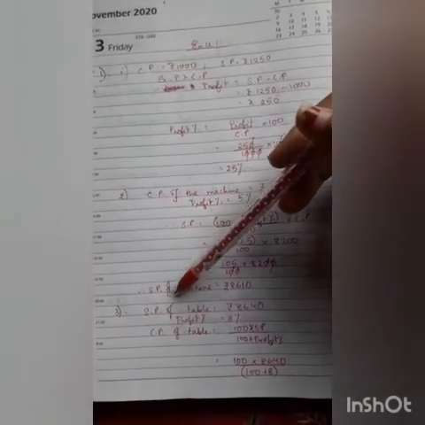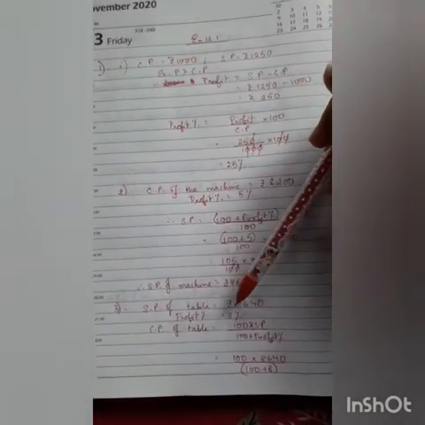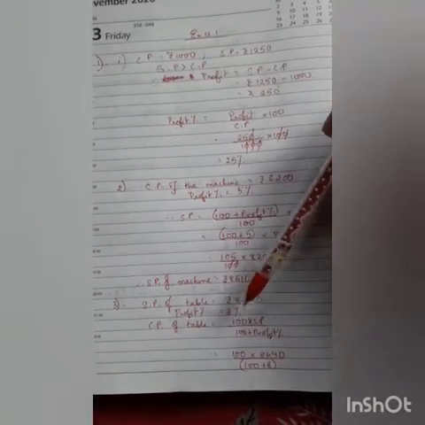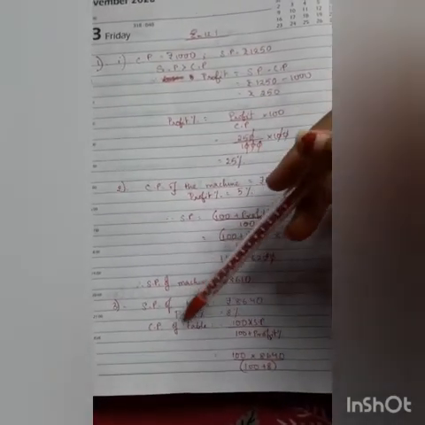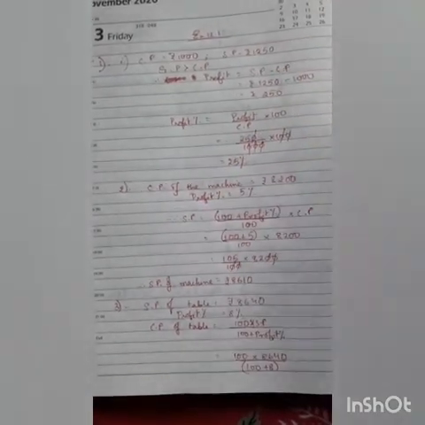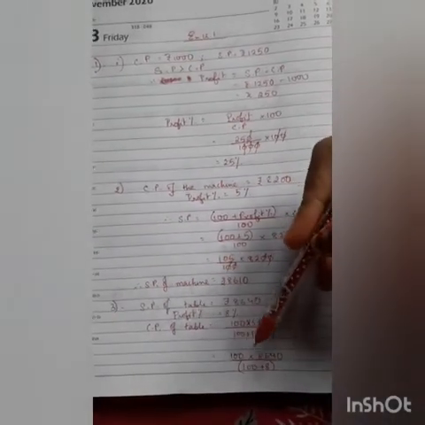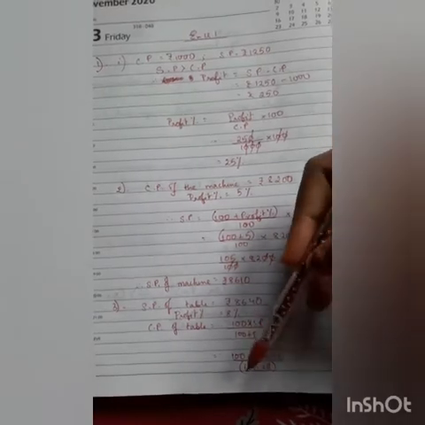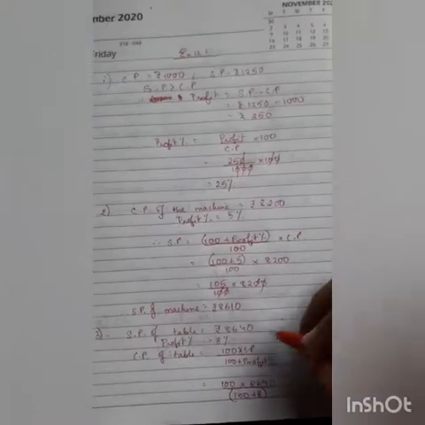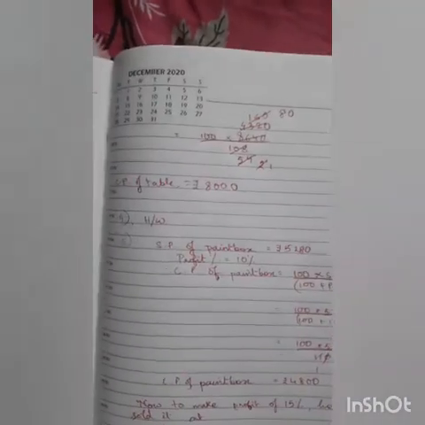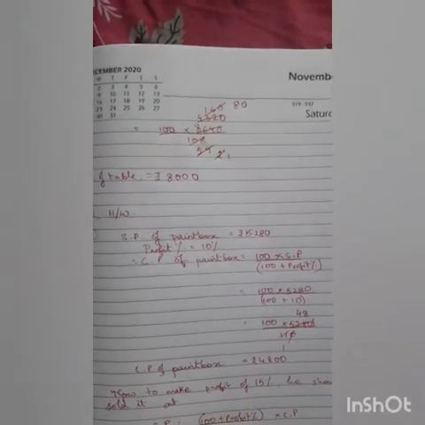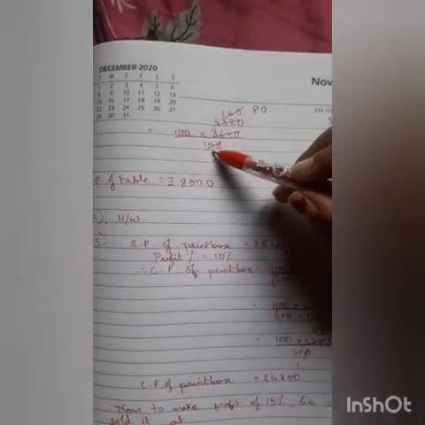In question number 3, SP of the table is given rupees 8640. Profit percentage is given 8%. Now cost price of the table is 100 into SP by 100 plus profit percent. Similarly, 100 into 8640 by, within brackets we will write 100 plus profit percent, that is 100 plus 8. So first we have solved 100 plus 8 and it has become 108.